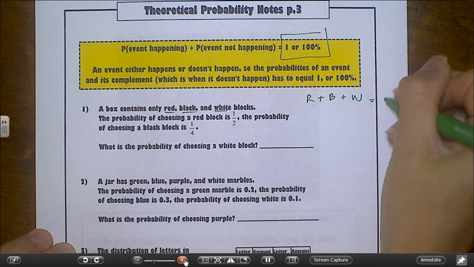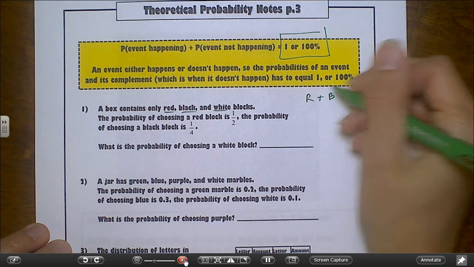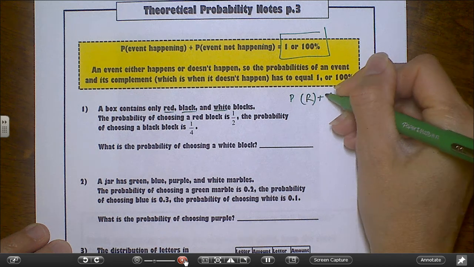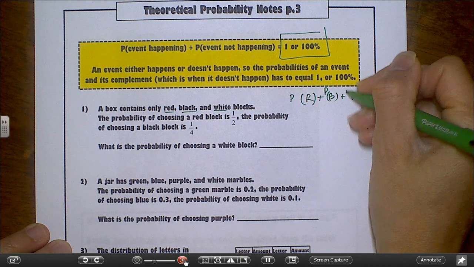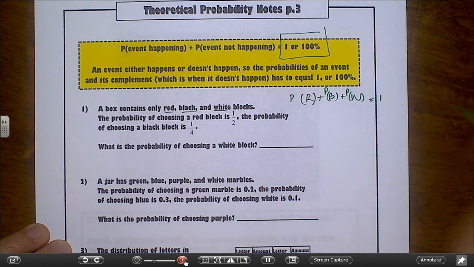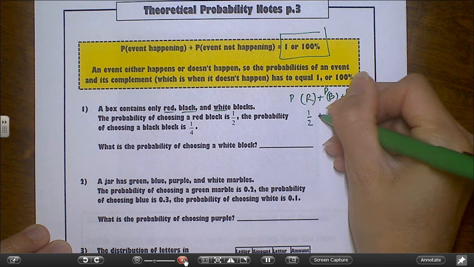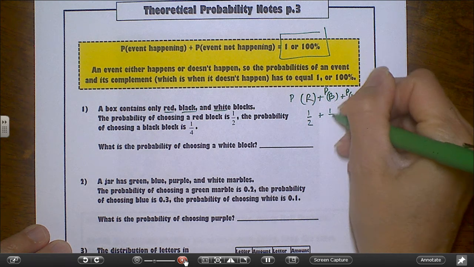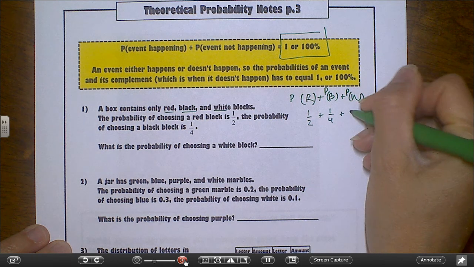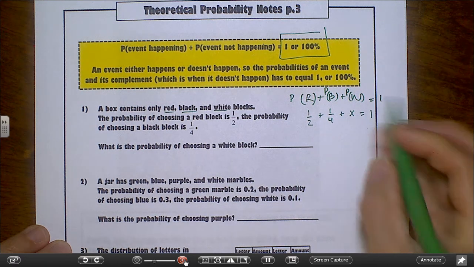And I know adding all of those probabilities together, plus P of white, has to equal 1 or 100%. So probability of red is 1/2. Probability of black is 1/4. Probability of white for right now is X, and that all equals 1.